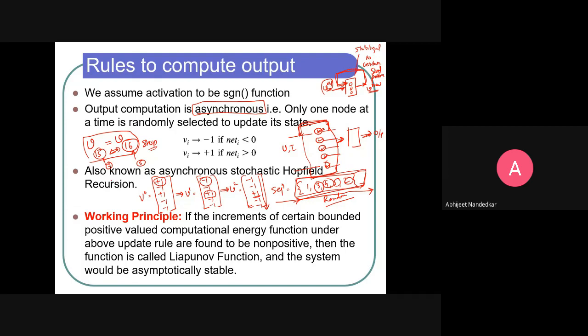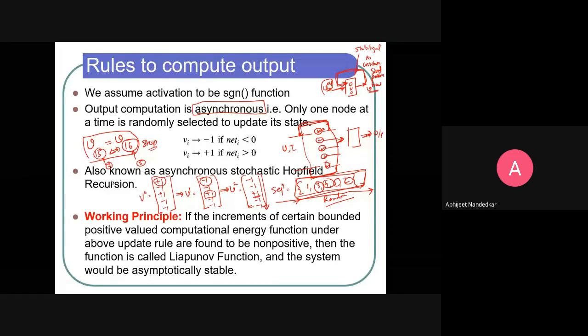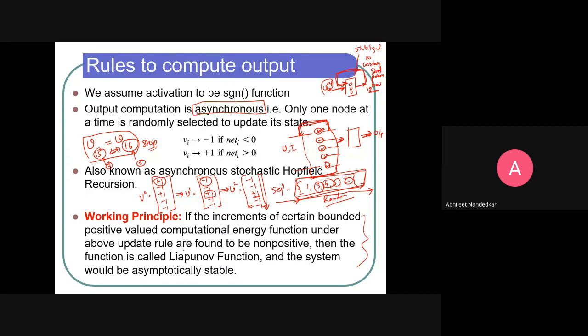So what is the working principle? If the increments of a certain bounded positive valued computational energy function under the above update rule are found to be non-positive, then the function is called a Lyapunov function and the system would be asymptotically stable. So we will see details of this. This is the working principle on which this is built.